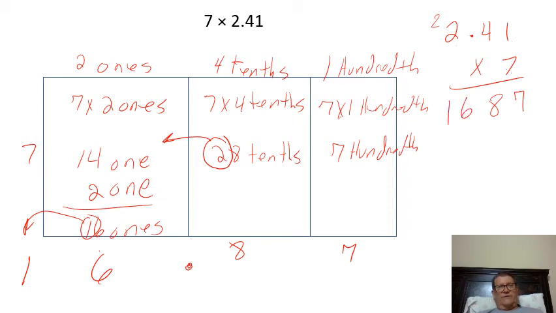Now, we're going to estimate. Is 2 and 41 hundredths closer to 2 or 3? Well, it's closer to 2. So times 7, that means our answer should be close to 14. In order to get it close to 14, the decimal place would be placed there.